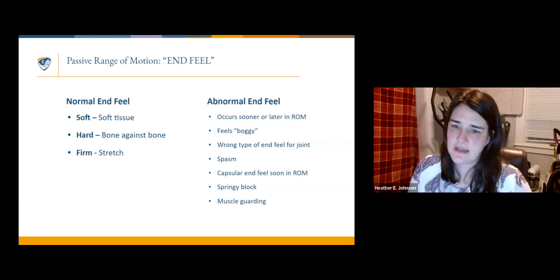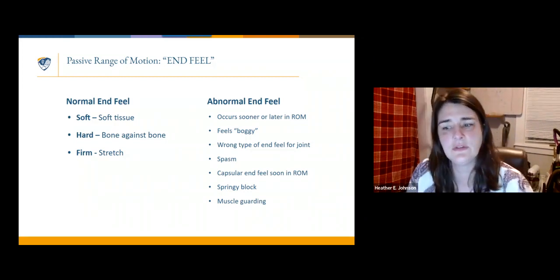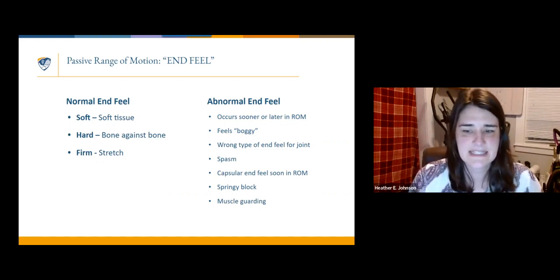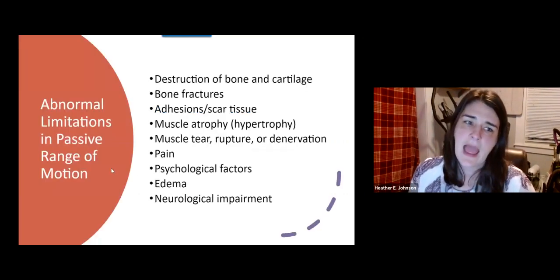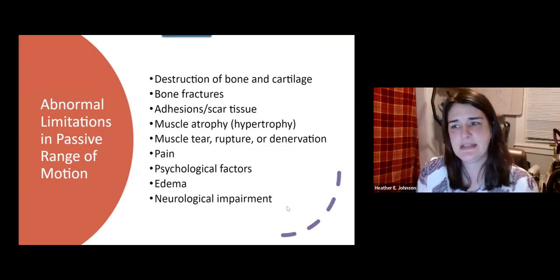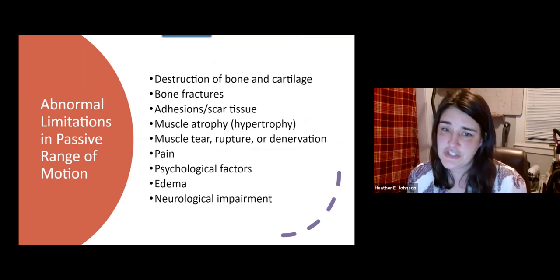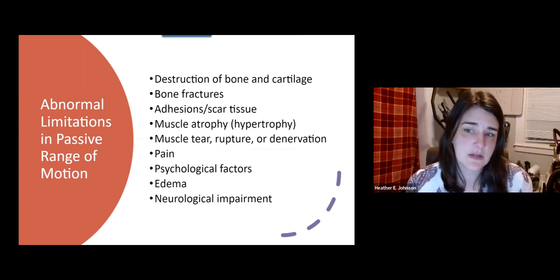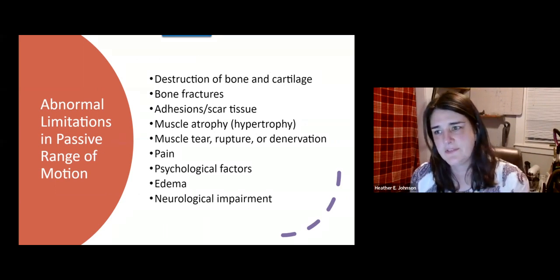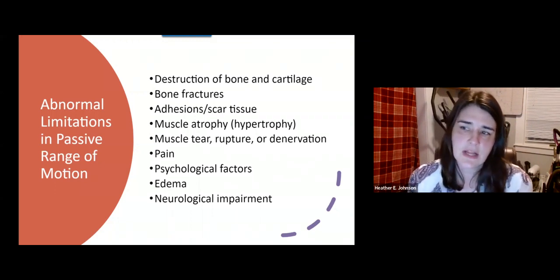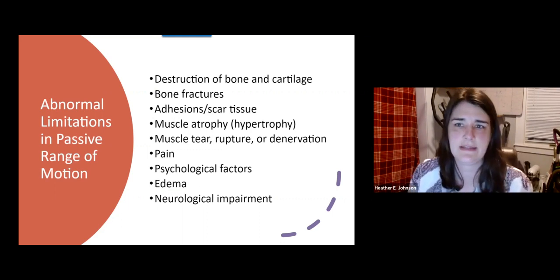Other abnormal or pathological end feels include spasm, capsular end feel too soon in the range of motion, a springy block, or muscle guarding. Abnormal limitations in passive range of motion could indicate any number of things, including destruction of bone and cartilage, bone fractures, adhesions and scar tissue, muscle atrophy, also called hypertrophy, muscle tears, ruptures, denervation, pain, psychological factors, edema, or neurological impairment. Any of these you would want to report to the physician if they don't know already.